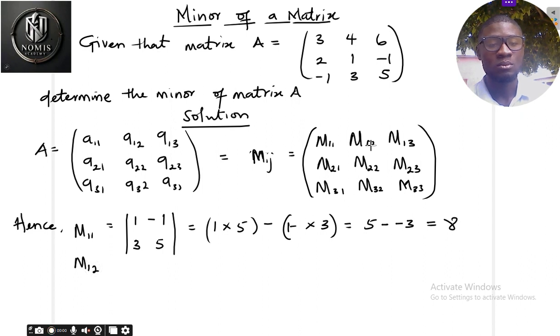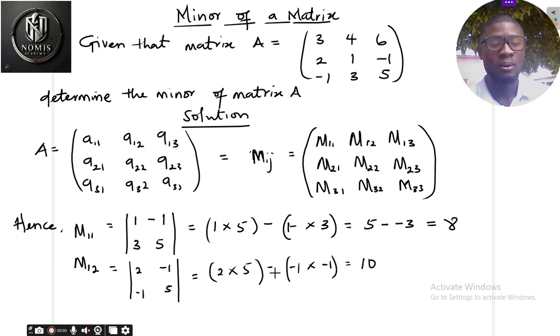M12, what is to be here? That is when this row is deleted and this column is deleted. That gives us 2, minus 1, minus 1, 5. So when we calculate, we have 2 times 5 minus open bracket minus 1 multiplied by minus 1. 2 times 5 gives us 10. Minus 1 times minus 1 is just 1, then minus 1. So everything here gives us 9.